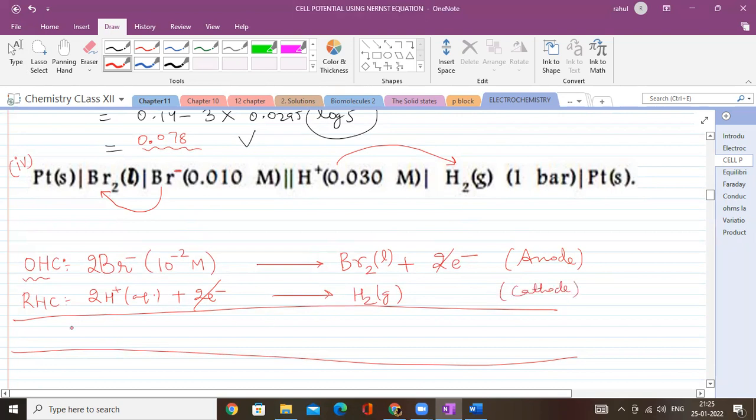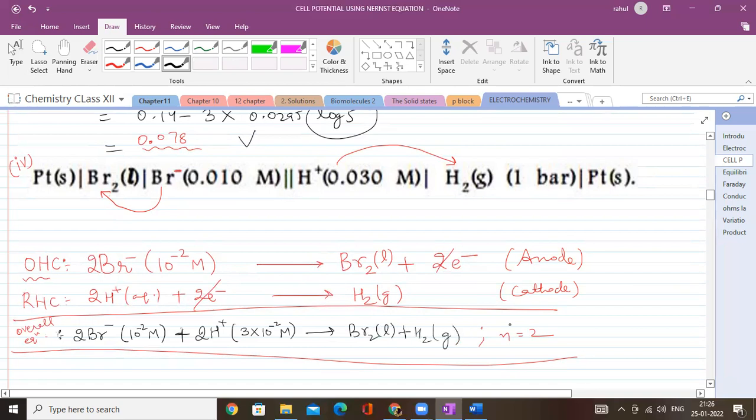Now the most important thing here is, if I write down the overall equation, the number of electrons exchanged is 2. And if I cancel out these 2 electrons, my overall equation will become twice of Br negative, 10 to the power minus 2 molar, plus 2H positive, aqueous, 3 into 10 to the power minus 2 molar, giving Br2 in liquid plus hydrogen gas. This is what we are going to get.